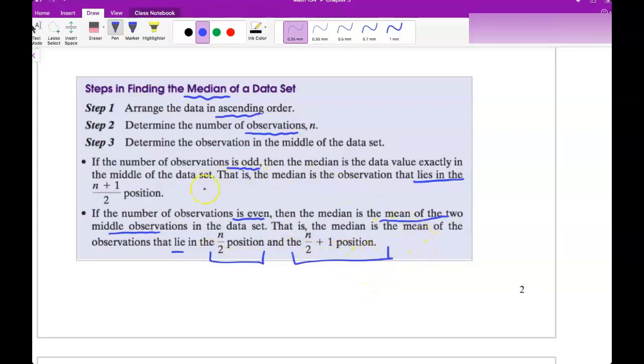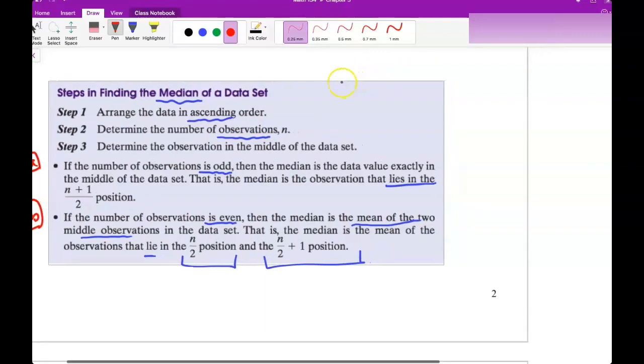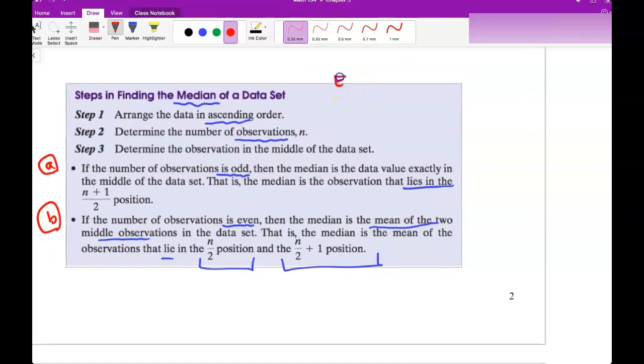Okay, I want to have an example for each one, when our number of observations is odd, and when it's even. Let's use A for this one and B for this one. I'm writing that part here. The example for part A: we should have a number of observations that's odd, for example, 1, 2, 3, 4, 5.